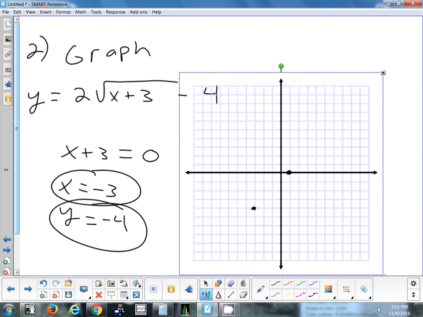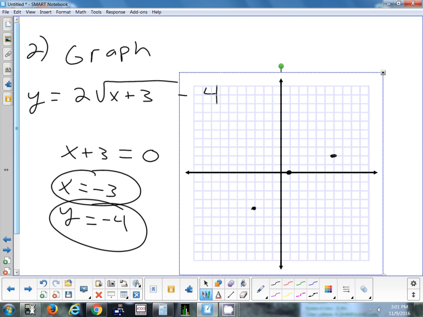What would be another good x value? 6. Yep, 6 is a good one. What's 6 plus 3? 9. Square root of 9, 3. Times 2, 6. Minus 4, 2. So 6, 2. Right, and at this point, I think I have enough points I can draw the curve.